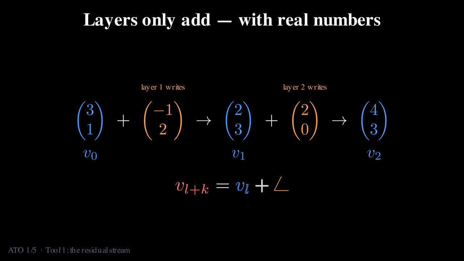Because layers only add, we can unroll the whole journey. The vector at any later layer equals the vector at any earlier layer, plus the sum of everything the layers in between wrote onto the stream. We'll call that sum delta. This is an exact identity, no approximation anywhere. Keep your eye on delta. It is a deeply nonlinear, complicated object, and the entire paper is a question about it.